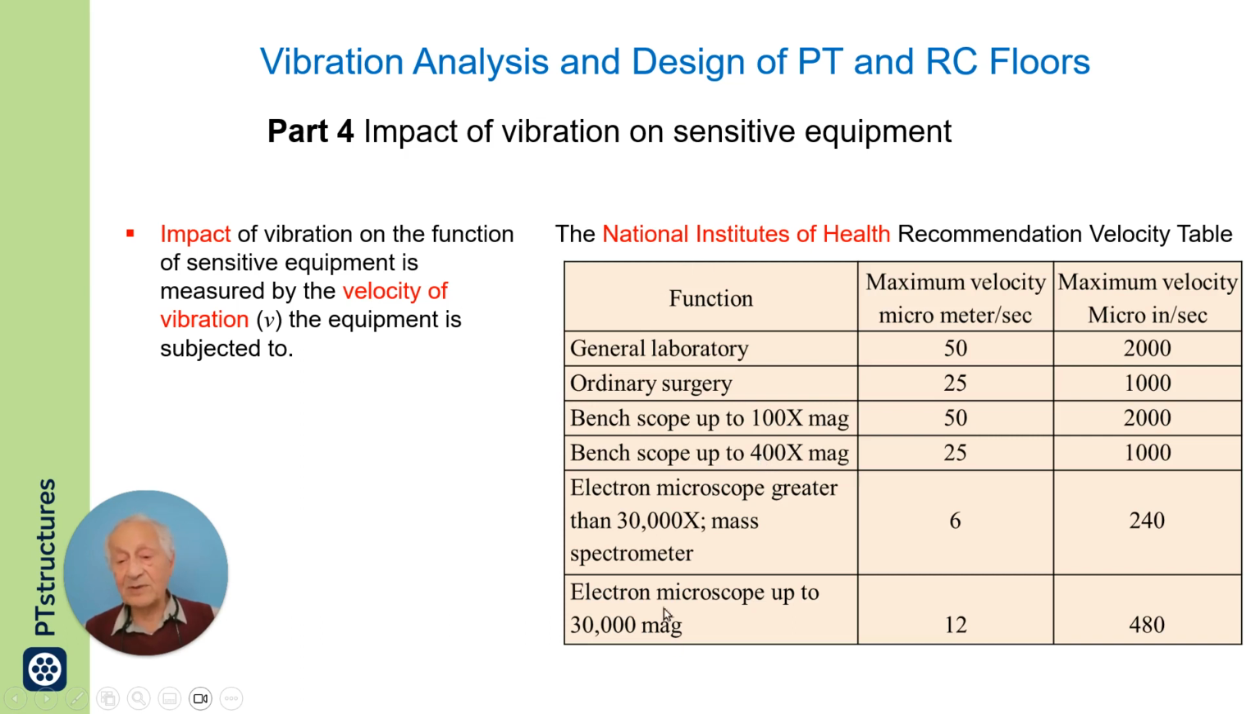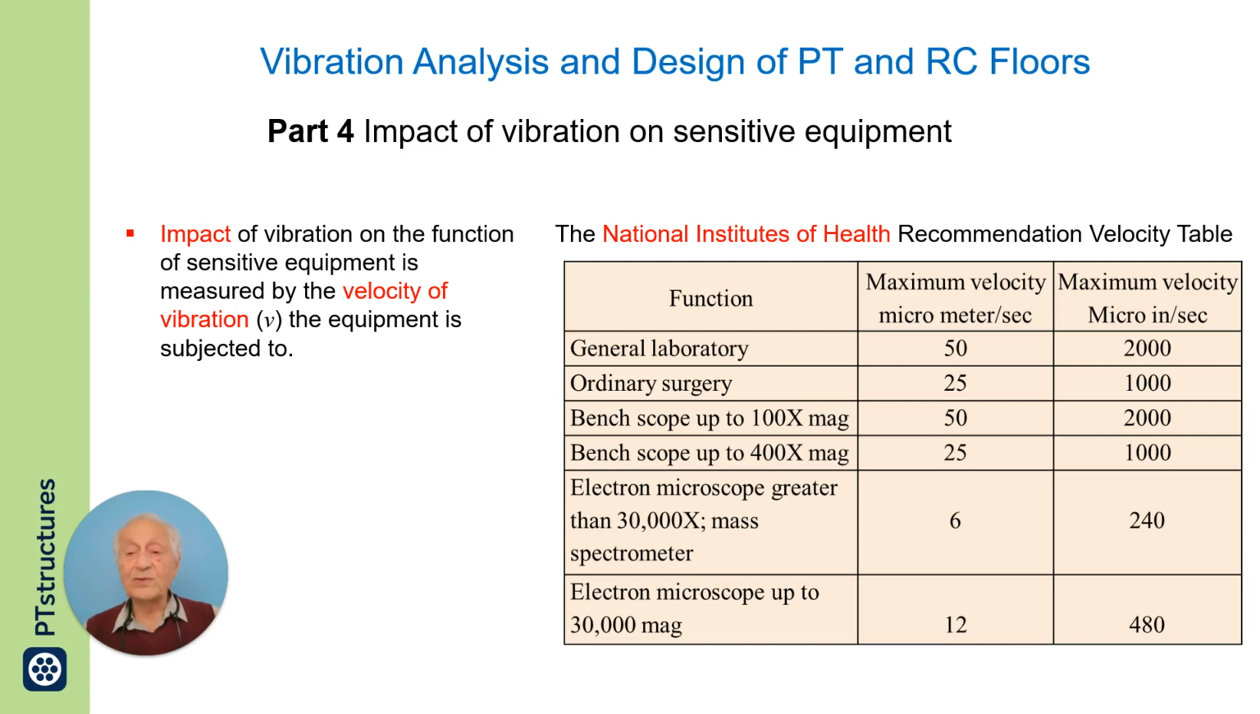For example, in this table, which is coming from the National Institutes of Health recommendation, if you have a bench scope up to 100 magnification, the maximum velocity should not be more than 50 micrometers per second, and the maximum velocity is also expressed in micro inches per second. This is in metric unit. This is in MIPS, micro inch per second. It will be for this scope 2000 MIPS, micro inch per second.